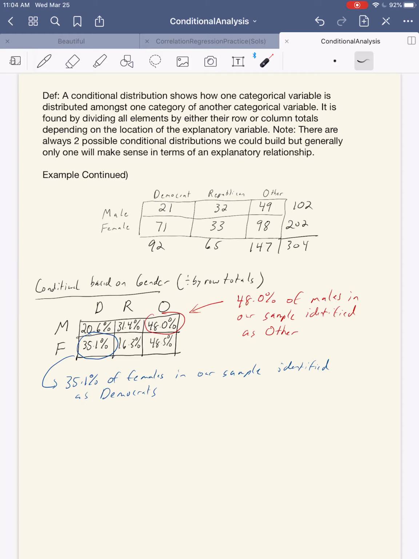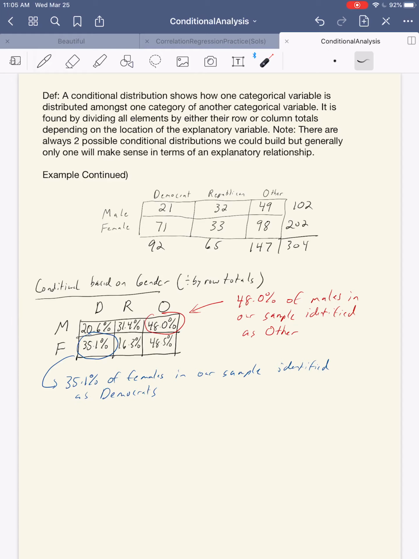In future examples, we'll do more analysis of this, but you can even see in this case what conclusions we could draw. We could see that females were more likely to identify as Democrats, 35.1%, compared to males that identified at only 20.6%. Whereas males were much more likely to be Republicans, 31.4%, versus females with only 16.3%. But really, there was no difference in males or females who identified as some other political affiliation. So we could conclude that females were more likely to be Democrats, males preferred to be Republican, and they both had about the same level of choosing some other political party.